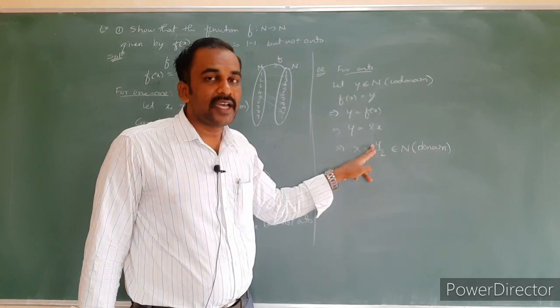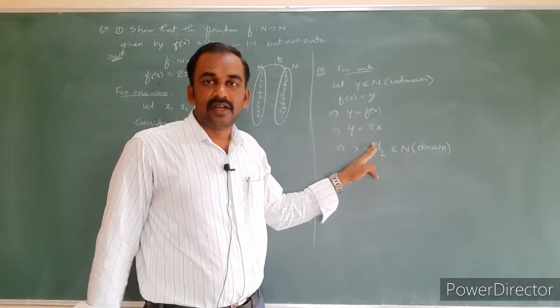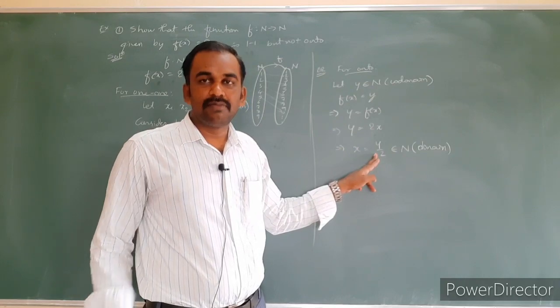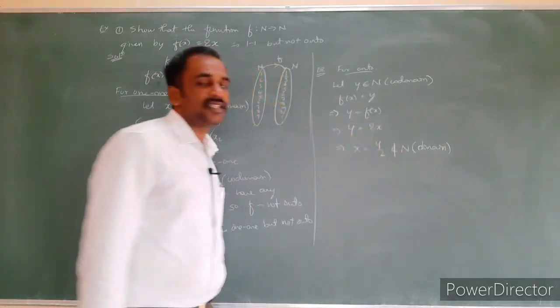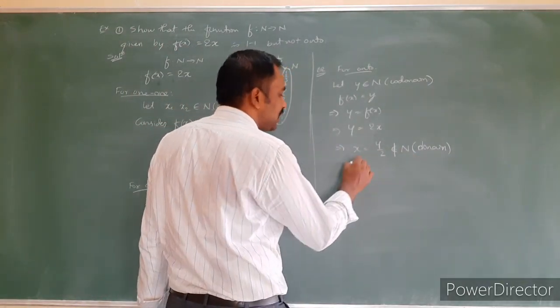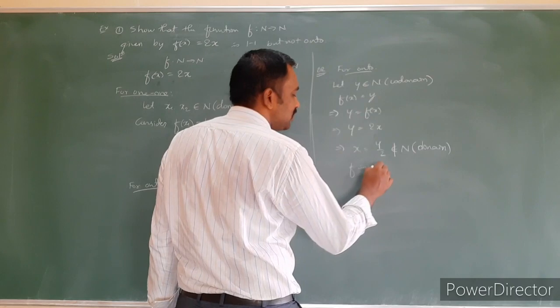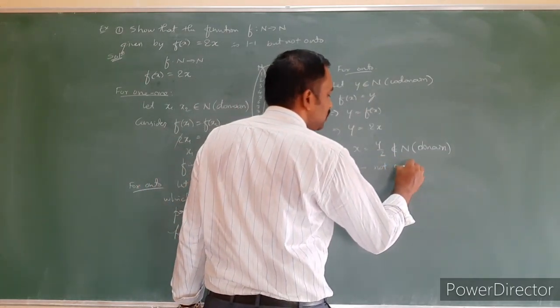If I replace y with any natural number, for example y value is 1, then x is 1 by 2. Is 1 by 2 a natural number? No, 1 by 2 is not a natural number. x does not belong to N. x is not present in the domain set, and that is sufficient to conclude that f is not onto.